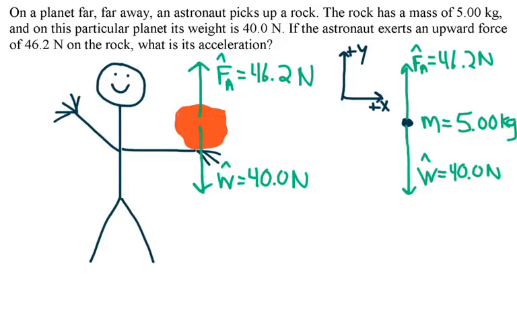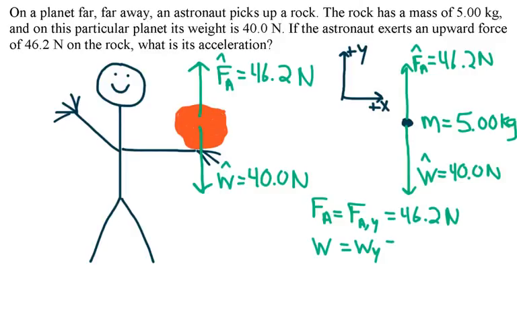So what we can say is that the force applied by the astronaut is equal to the force of the astronaut in the y direction, and that's going to be equal to 46.2 newtons. And we also know that the weight is also equal to the y component of the weight, according to the coordinate system that we set up.